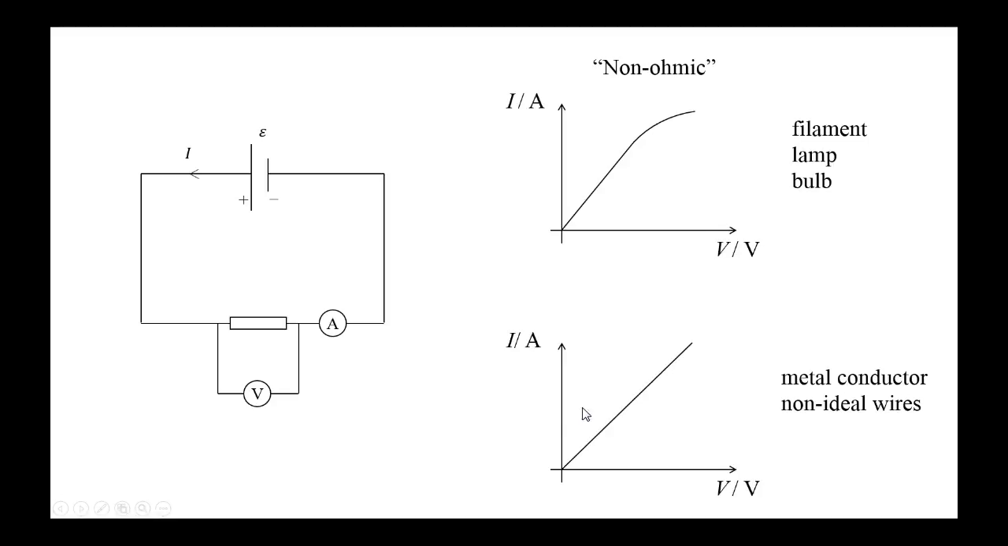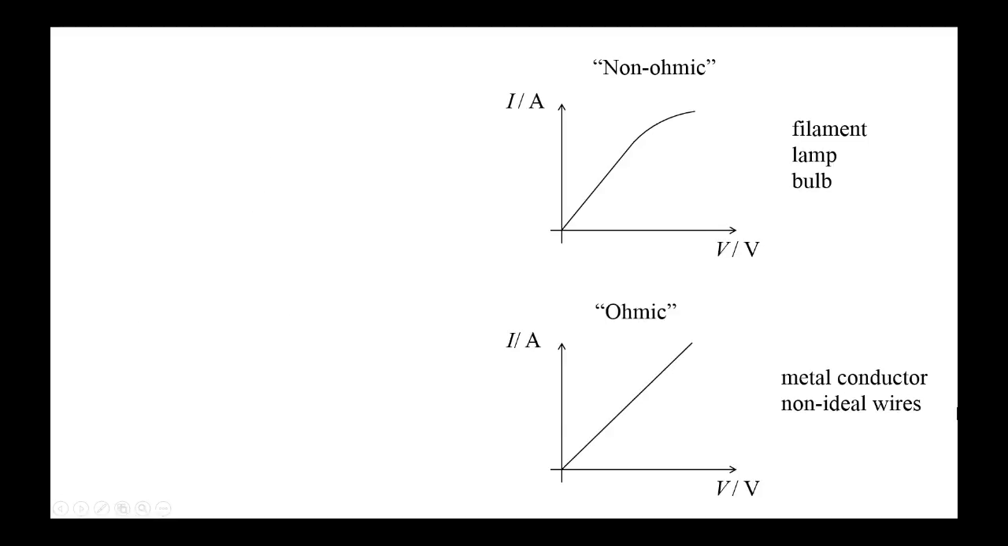Something like a metal conductor, that is ohmic. So what's the difference between these two? Well, think back to resistance. What's the equation for resistance? It's V over I. But wait, if you take the inverse of both sides, this is what we have: I over V, that's y over x. The right side is the slope of the graph.